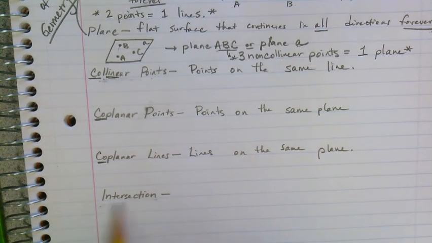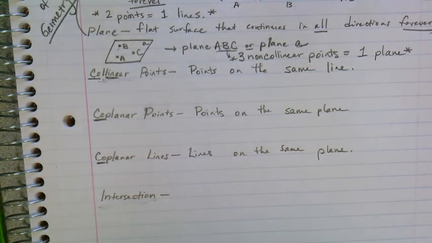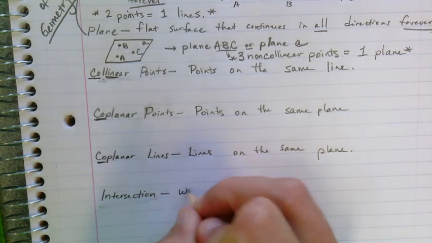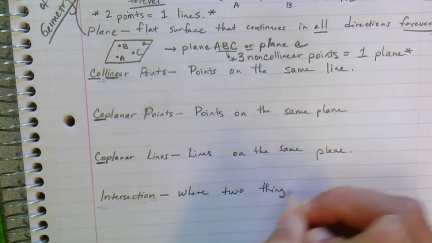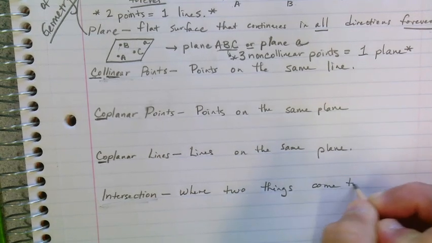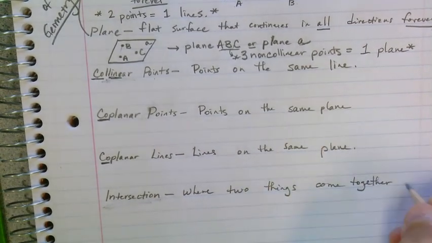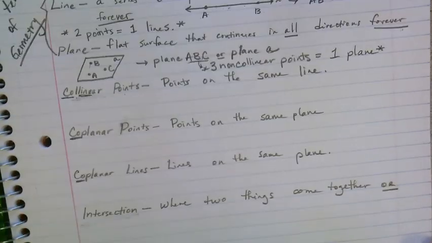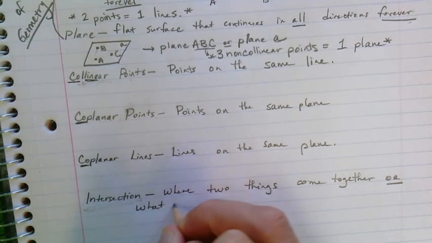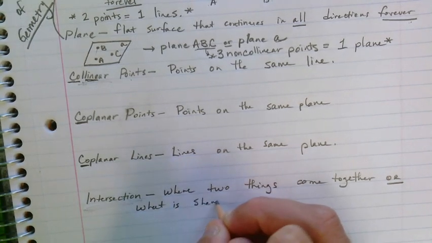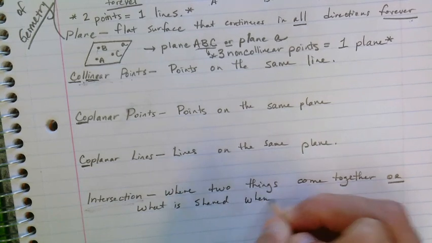Now, an intersection, you guys know what an intersection is as far as cars, is where one road meets another, okay? But what I want you to think of when you think of intersection is where two things come together, or, and this one might even be more important, what is shared when they come together.